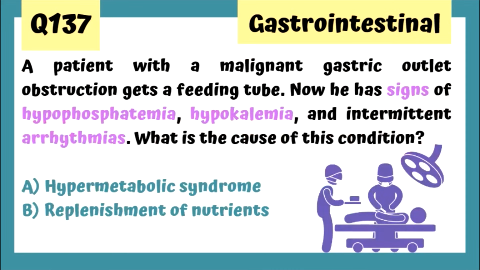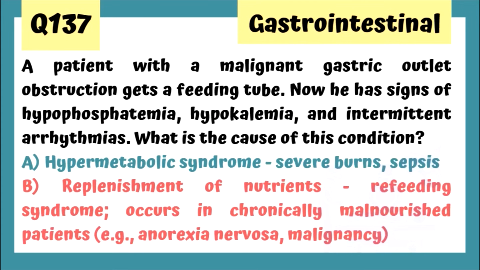Question 137. A patient with a malignant gastric outlet obstruction gets a feeding tube. Now he has signs of hypophosphatemia, hypokalemia, and intermittent arrhythmias. What's the cause of this condition? This is refeeding syndrome, because of replenishment of nutrients, as opposed to hypermetabolic syndrome. That's in the case of severe burns and sepsis, but here there's replenishment of nutrients. We also see this in anorexia nervosa and malignancy.